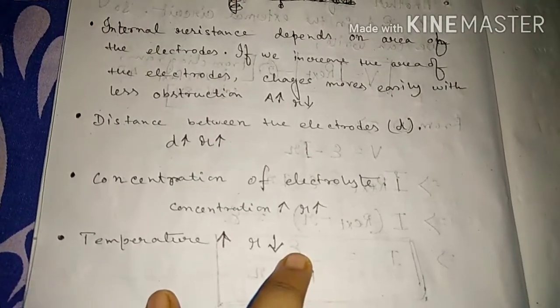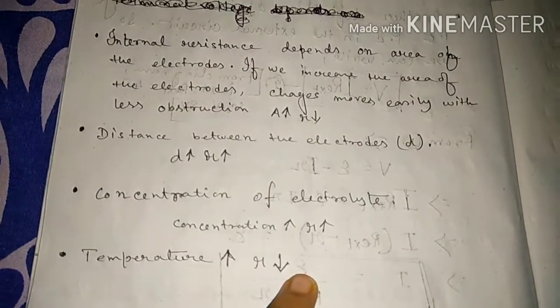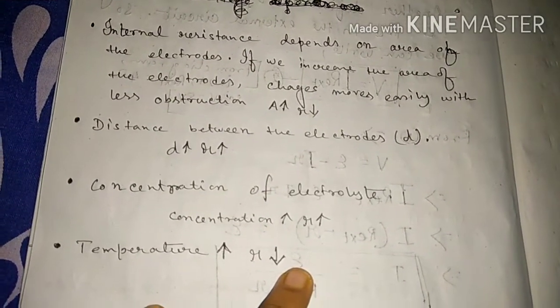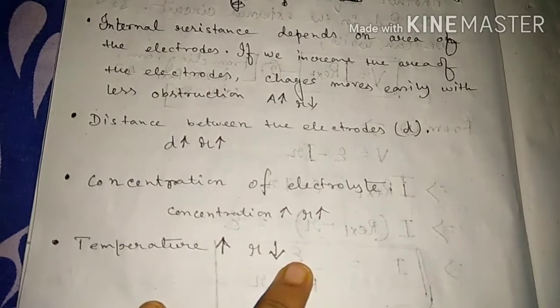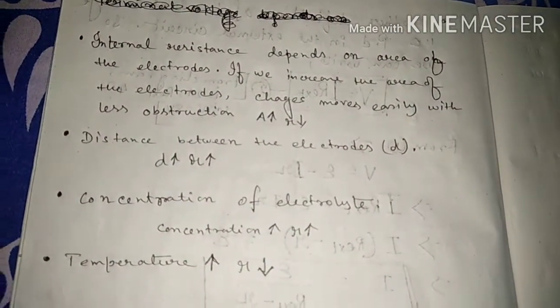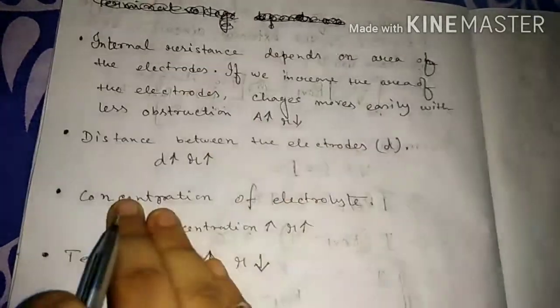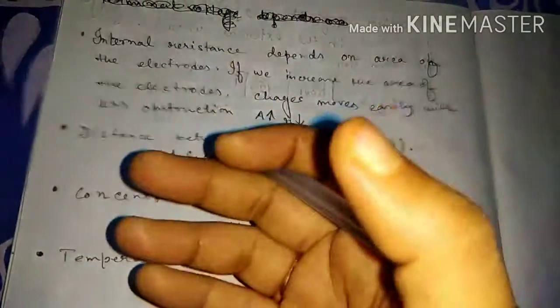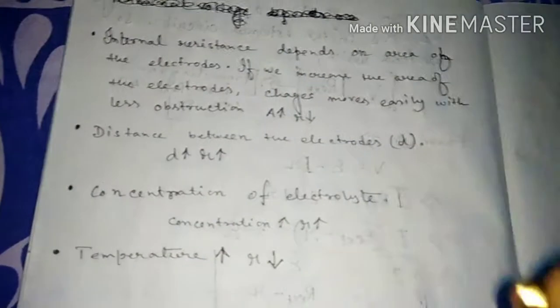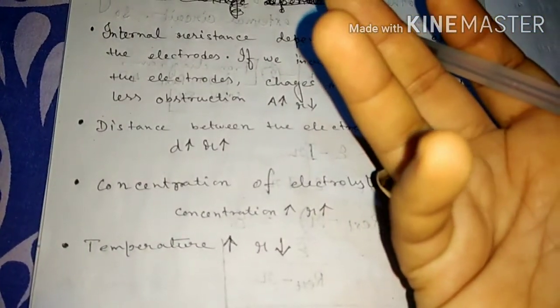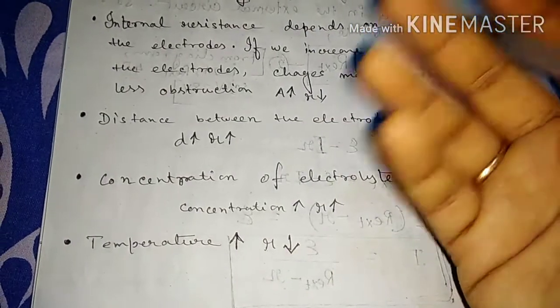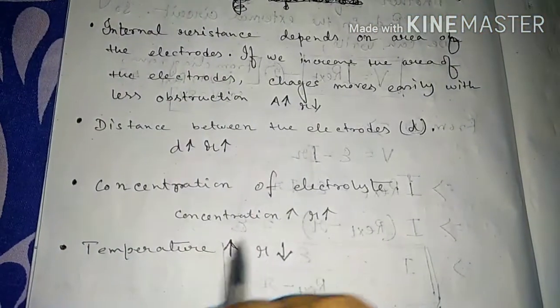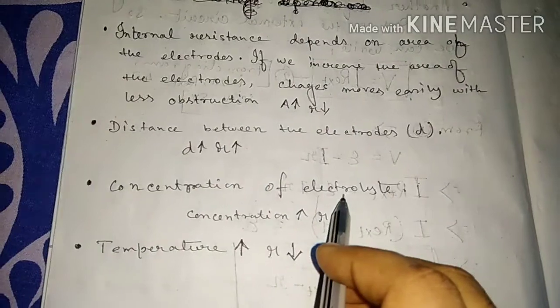Third is the concentration of the electrolyte. Practically, it is proved that if the concentration is more, internal resistance increases, because more ions are present. When the electrons move from the positive to the negative terminal, more ions are present, so they collide with those ions. So more obstruction and more resistance. So if the concentration of the electrolyte increases, internal resistance also increases.